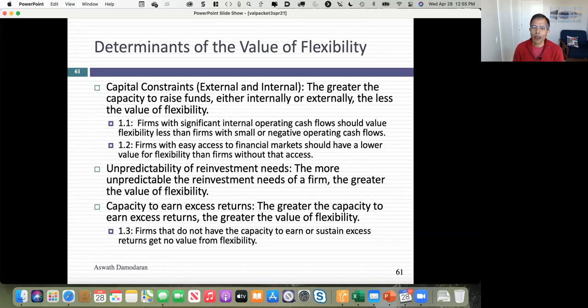Here's my second point. If you think about what drives the value of the option, it's not just how much you reinvest, but how uncertain you are about that reinvestment, right? So for instance, if you're an infrastructure company and you have a lot of money to reinvest, but you know exactly what that reinvestment will be for the next 20 years, you don't need to maintain excess debt capacity because you know what your needs are. You can go out and borrow exactly what you need. But conversely, if you're a technology company where it's not just how much you reinvest, but that number could shift around dramatically based on what's going on, you're going to value financial flexibility a lot more.